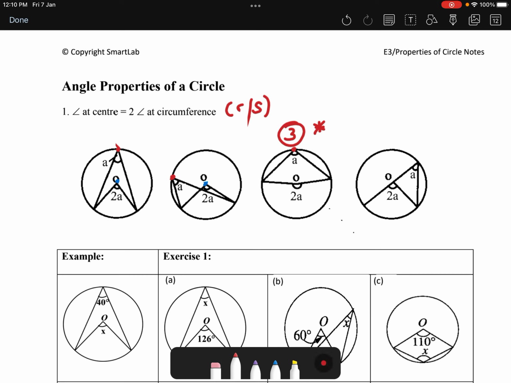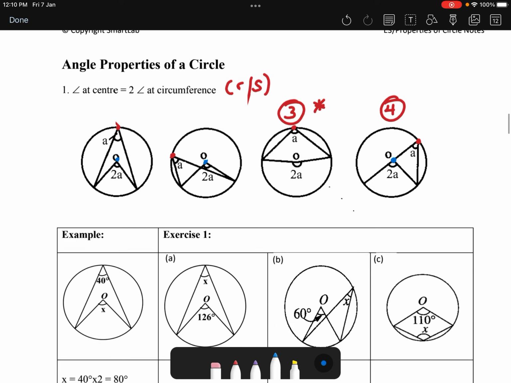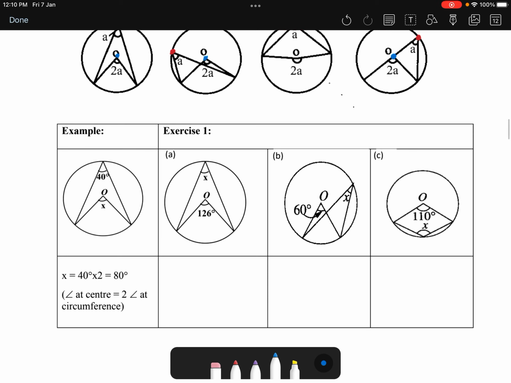Then the fourth diagram, same thing. The angle at the circumference is half the angle at the center. Alright, let's take a look at the example right here. The angle at the circumference is 40. So what is the angle at the center? The angle at the center is just 80 degrees. And of course, writing 80 degrees is not enough. You need to write down the so-called reason, like in congruency and similarity where you need to prove why the two triangles are similar. So you must write: angle at the center equals 2 times angle at the circumference.